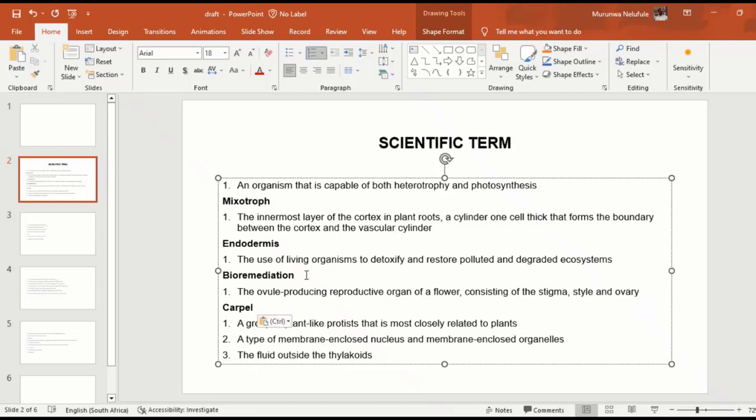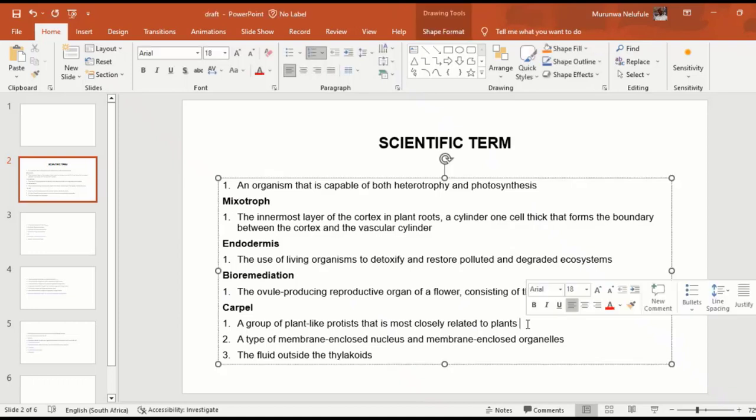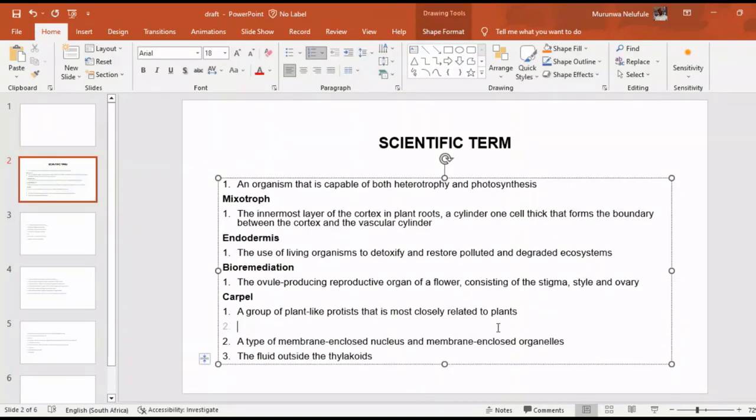Then what is this? A group of plant-like protists that is most closely related to plants. Which one is this one? So that will be a charophyte. You know, when we're talking about bryophytes, charophytes, and all those things.